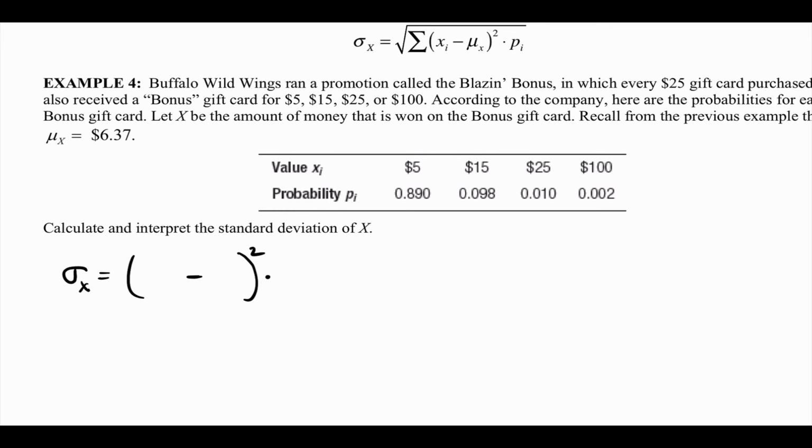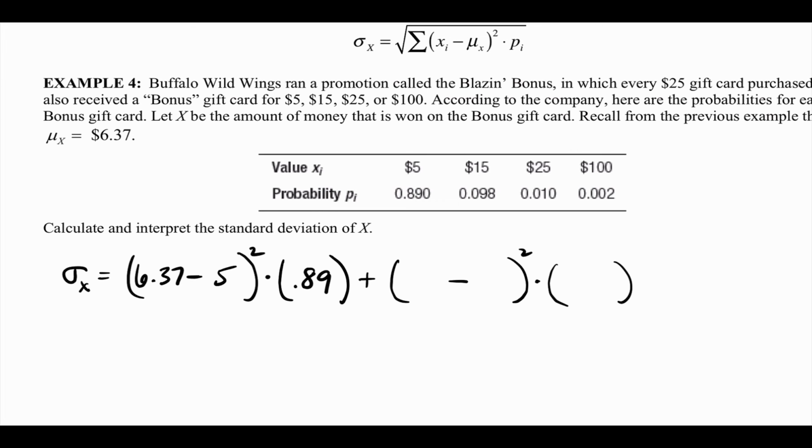The mean, what was the mean of this table? 6.37, we just did that, right? Okay, so 6.37 minus, what is the first x value, or the first random variable? 5 squared times the probability, which is 0.89, good. Okay, that's the first one. The second one, what's the first value?